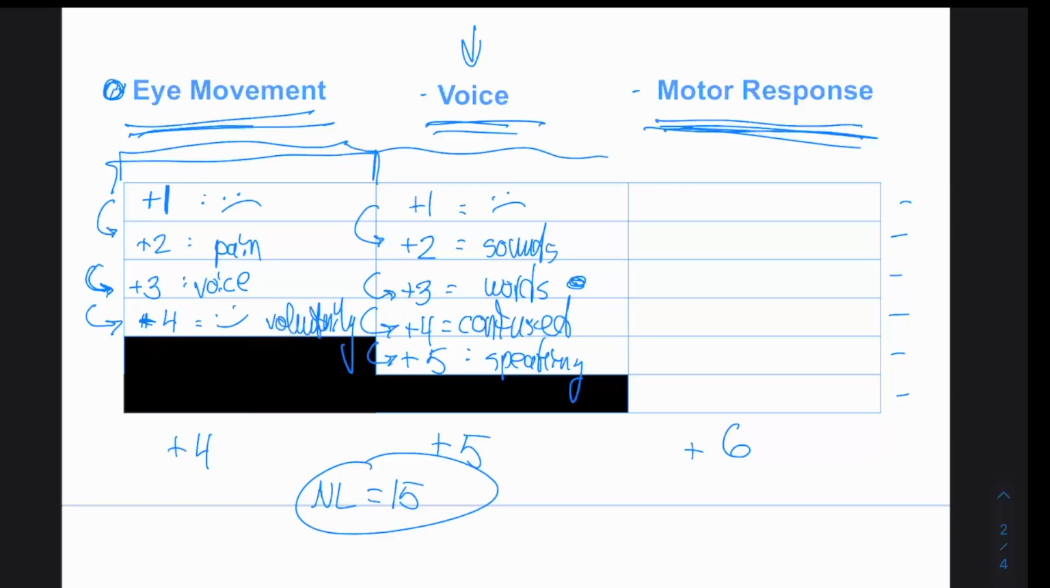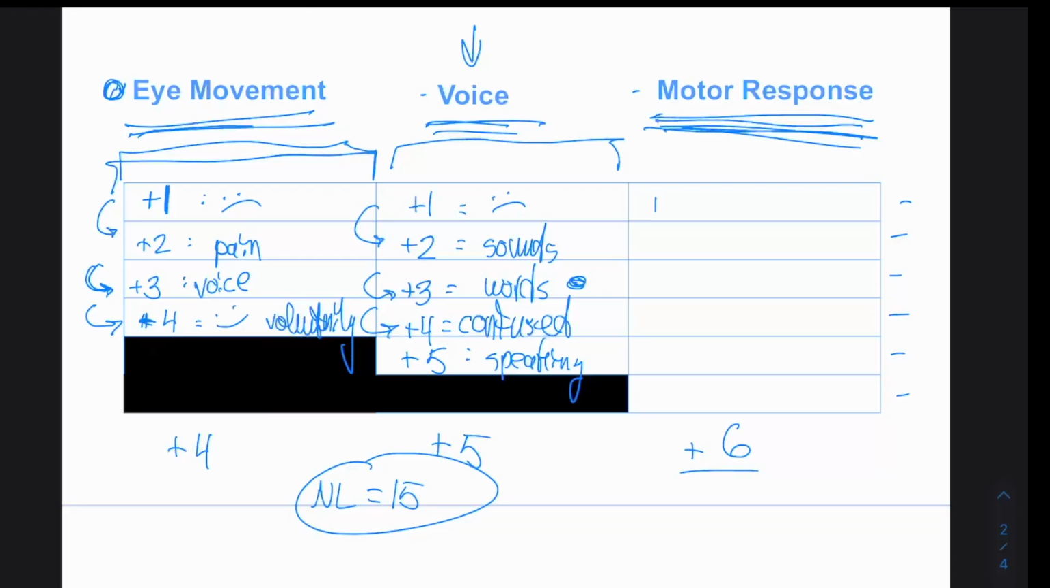So that's how you look at voice. Again, +1 means nothing. Next step is you're making sounds. Next, you're putting sounds together, you're making words. Next, you're putting words together and you're making sentences, though they're confused. And then lastly, you're speaking in complete sentences that make perfect sense. So that is the voice category. Now, lastly is motor response. Now, motor response is the most complex, so you get the most points out of it.